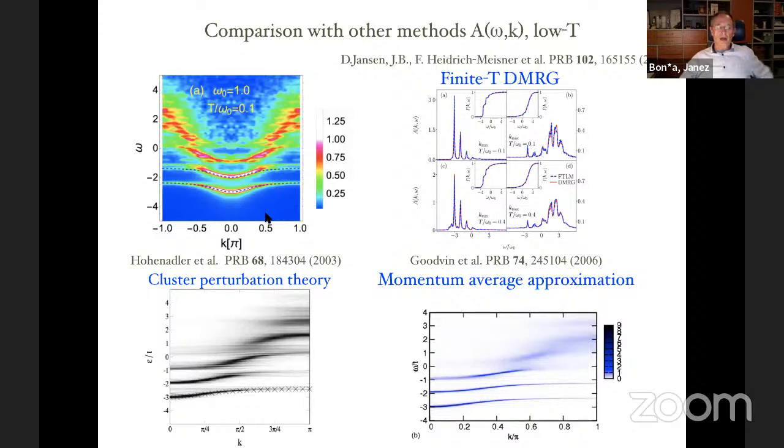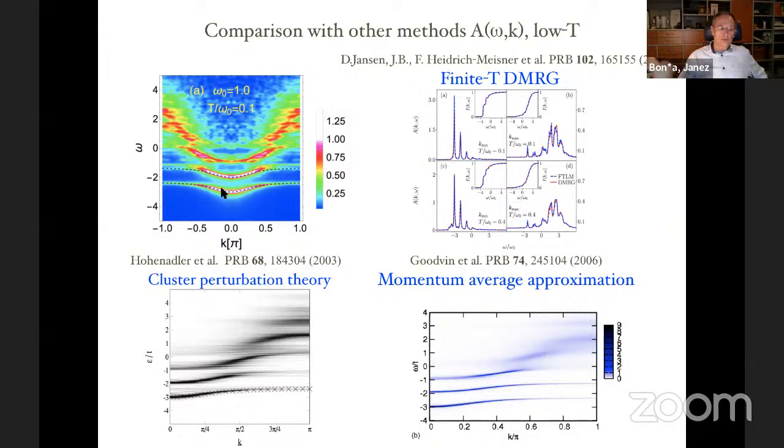So here I focus on our result for very low temperature, at certain simple parameters: omega is one, and the electron-phonon coupling, I forgot to check, I think it's one, yeah. And what you see here is this quasi-particle band. If this were just a free electron, the band would go all the way up to two. It would be like this, right?